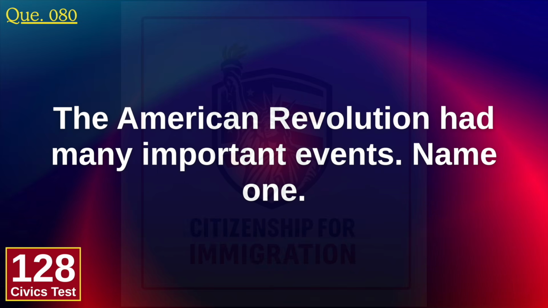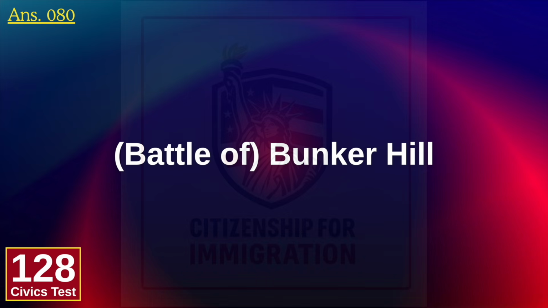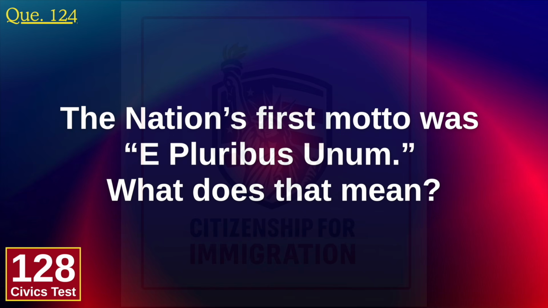The American Revolution had many important events. Name one. Battle of Bunker Hill. The nation's first motto was, E pluribus unum.